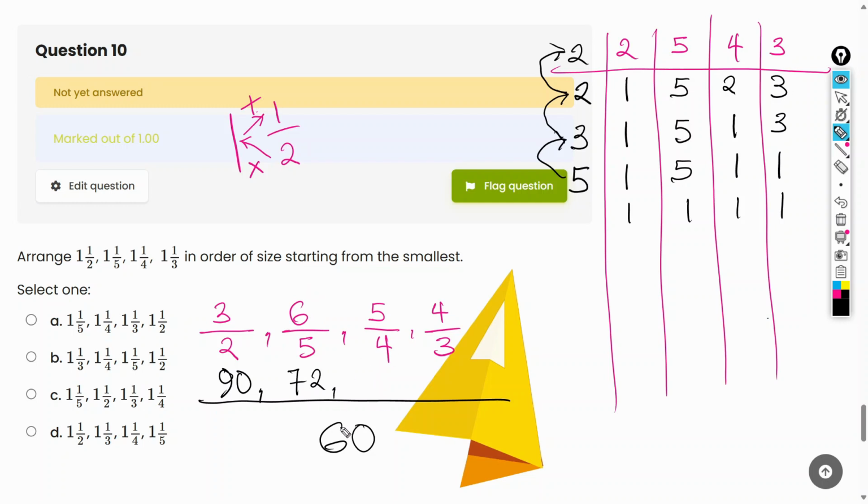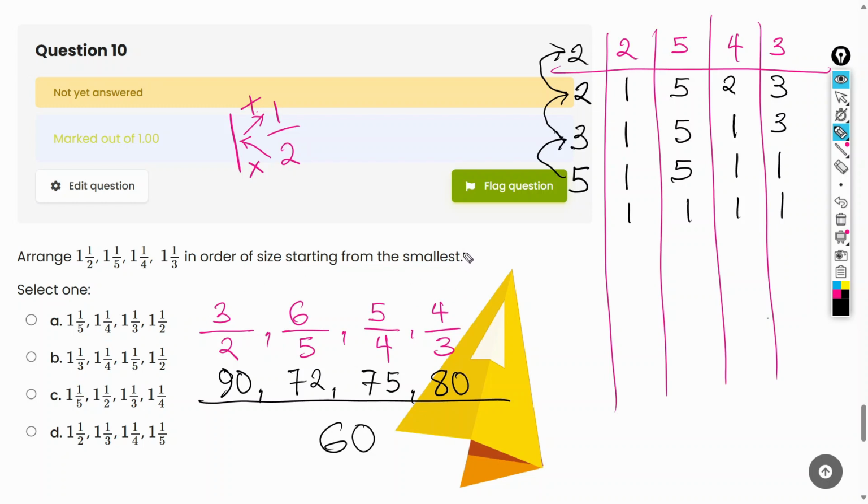4 into 60 is 15. 15 times 5 is 75. 3 into 60 is 20. 20 times 4 is 80.